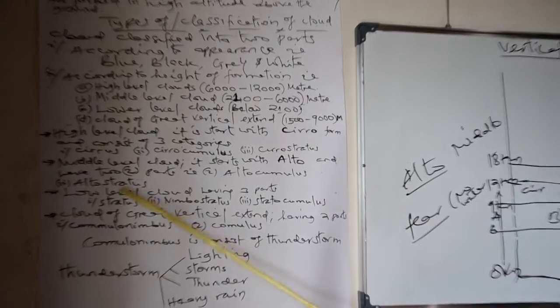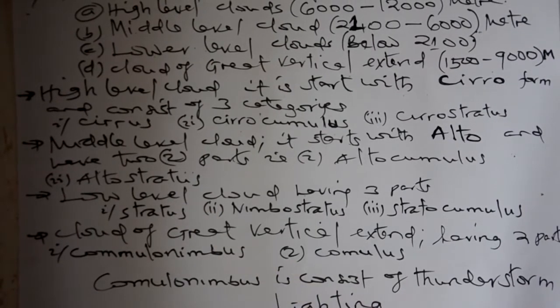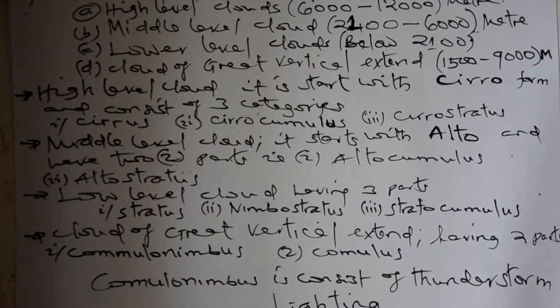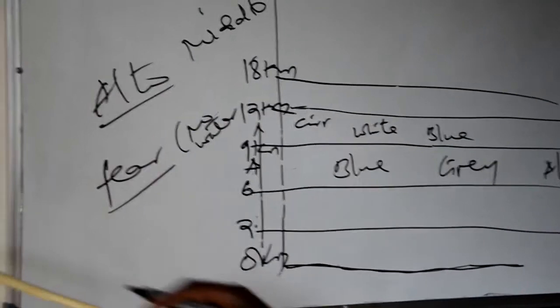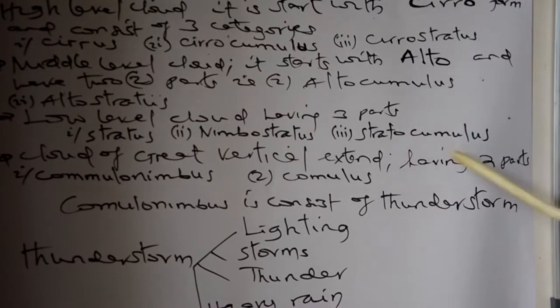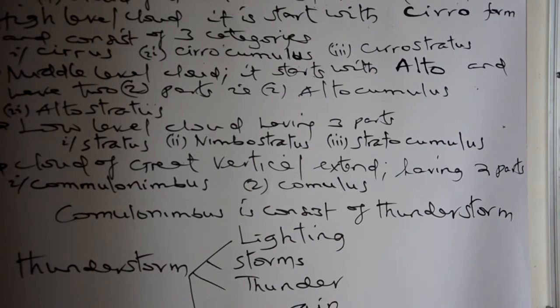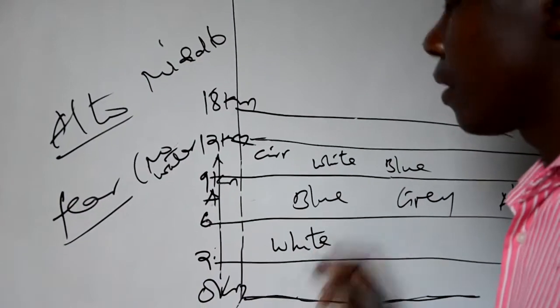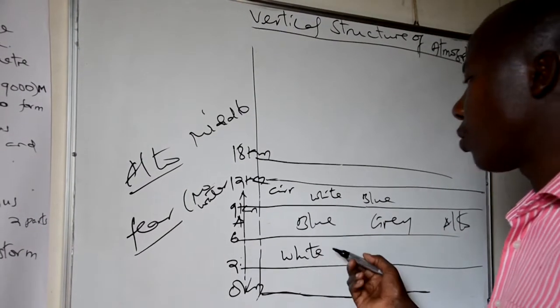Let's look at low level cloud. Low level cloud formation is starting from 2.1 kilometers up to 6 kilometers. This level consists of 3 clouds under this category, which are stratus, nimbostratus, and stratocumulus. Stratus, this is below the stratocumulus in the atmosphere, is white and usually indicates fair weather condition.